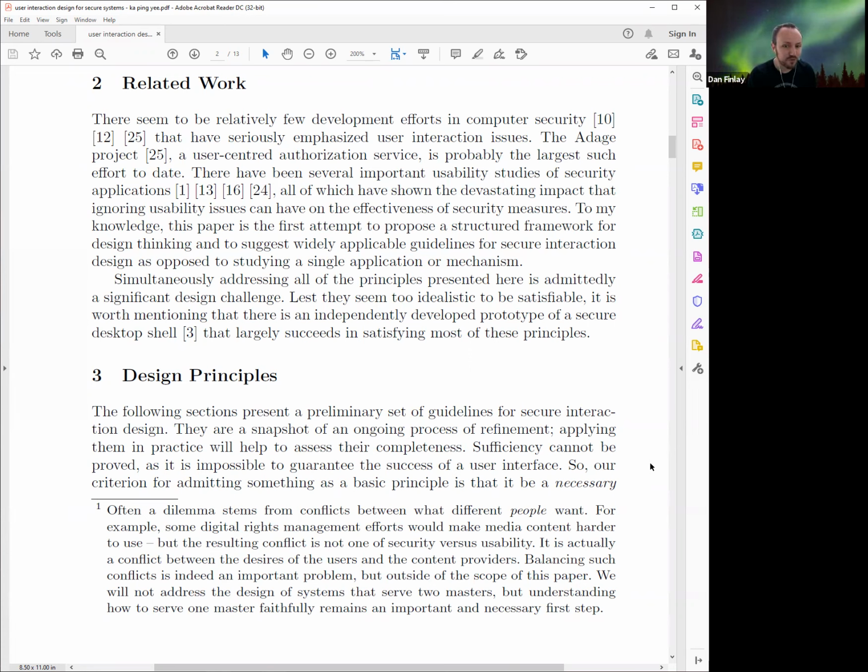Simultaneously addressing all the principles presented here is admittedly a significant design challenge. Lest they seem too idealistic to be satisfiable, it is worth mentioning that there is an independently developed prototype of a secure desktop shell that largely succeeds in satisfying most of these principles.